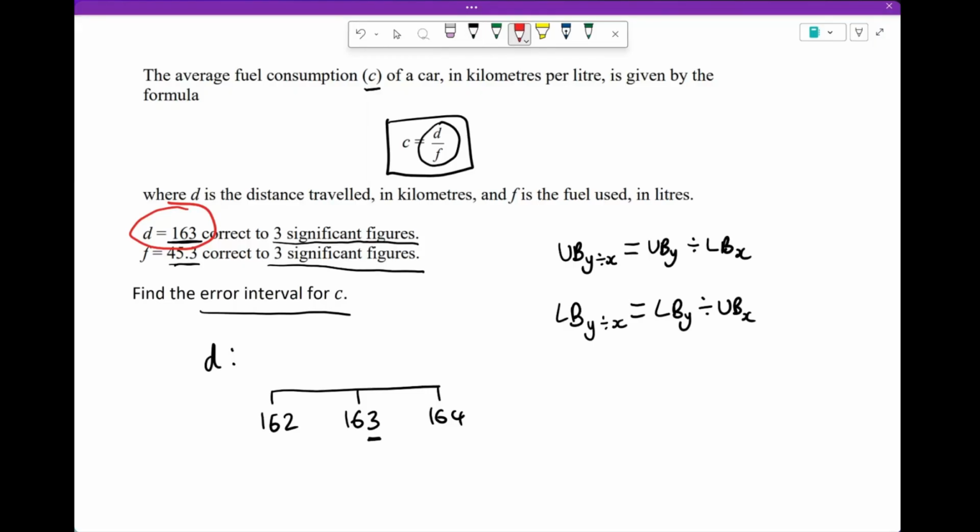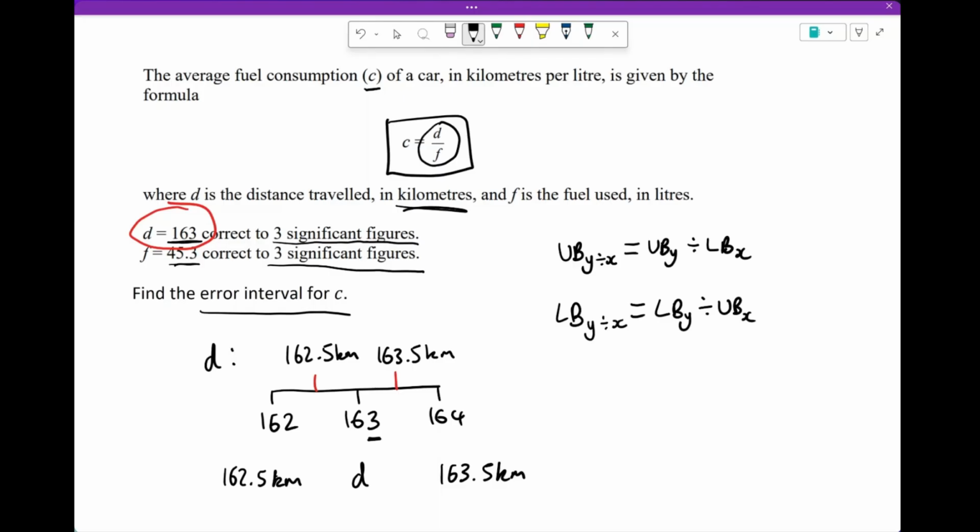Then my upper bound and my lower bound are of course my midpoints. So the upper bound is 163.5. My lower bound would be 162.5. And D is measured in kilometers, so these will both be kilometer values. Now let's write our error interval for D. So I put D in the middle, upper bound to the right, and then my lower bound to the left.